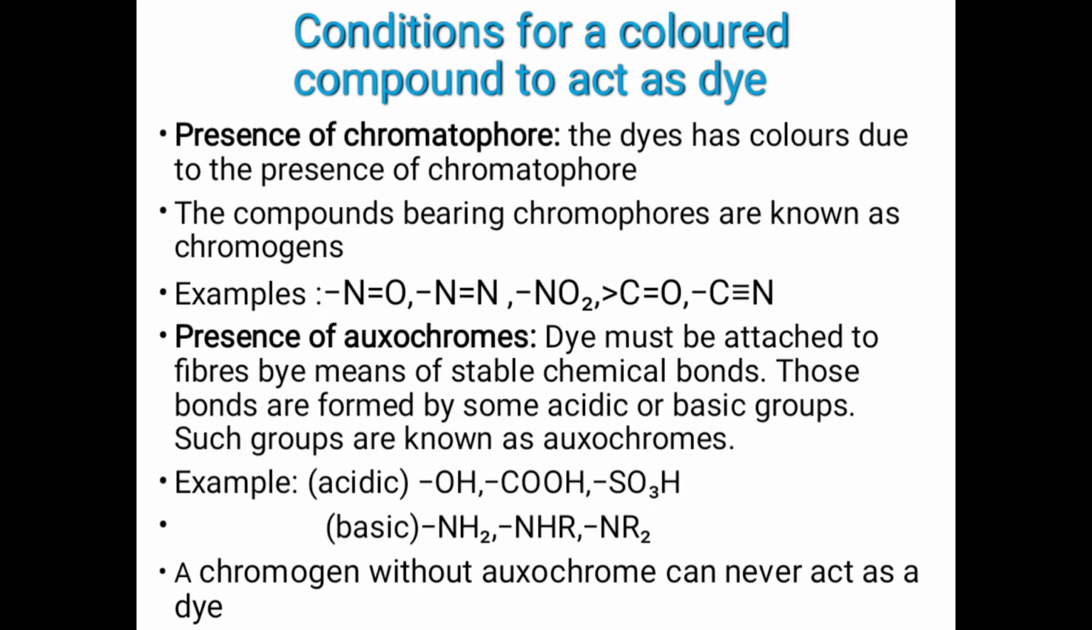Conditions for a colored compound to act as a dye. There are two conditions: presence of chromophore and presence of oxochromes. Presence of chromophore: the dye has color due to the presence of chromophores. The compounds bearing chromophores are known as chromogens.